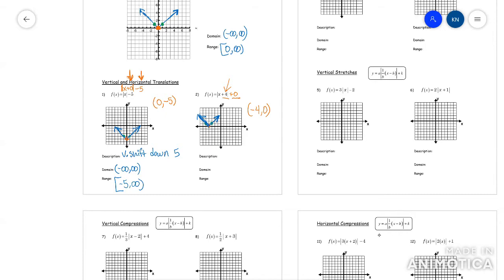Like that. The description was just a horizontal shift left 4. The domain is all real numbers. The range is everything from 0 to positive infinity because we didn't shift vertically at all. We just shifted left 4.